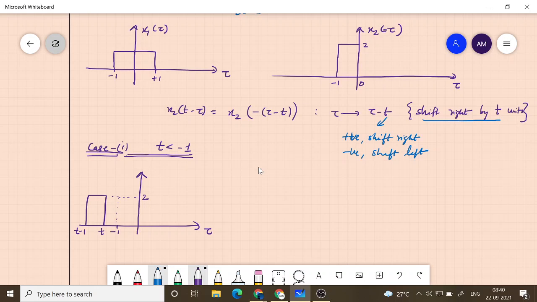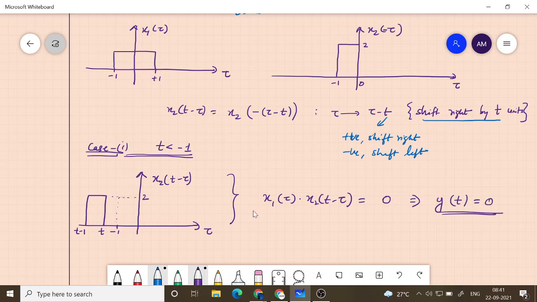Now if you look at the overlapping region, when you multiply x1 of tau and x2 of t minus tau, what will it give? The product x1 of tau times x2 of t minus tau is going to give you 0. Therefore, even if you integrate, y of t for such a case is equal to 0. So that is case 1.